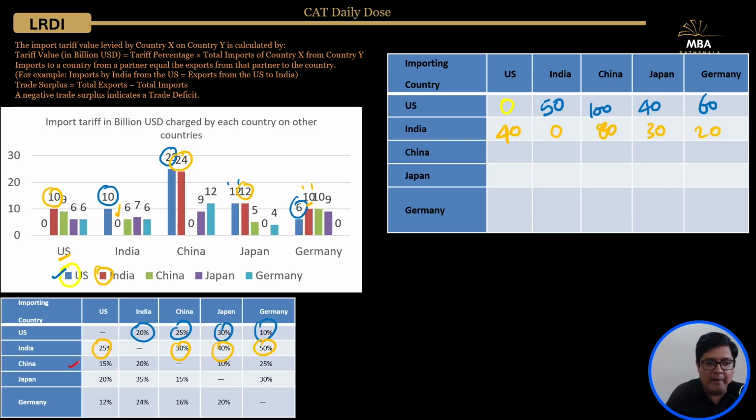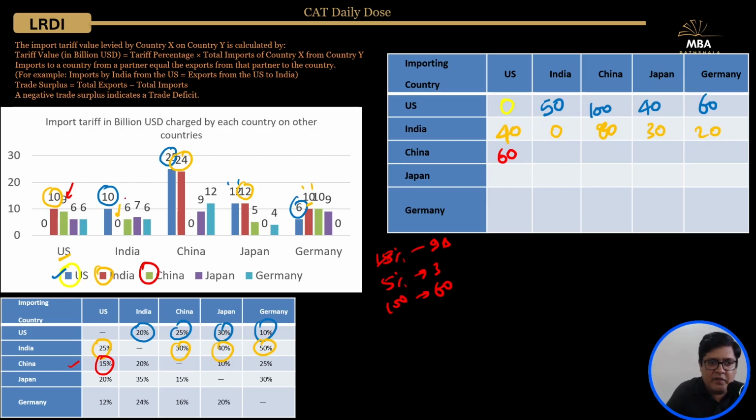Now we are at China. China is this light green. So look at this. China is doing what? Charging US 9 billion, which is 15%. So 15% is 9 billion. If I cancel, let us say 3, 5% is equal to 3 billion. 100% is 20 times, 60 billion. So China imports 60 billion worth of goods from US.